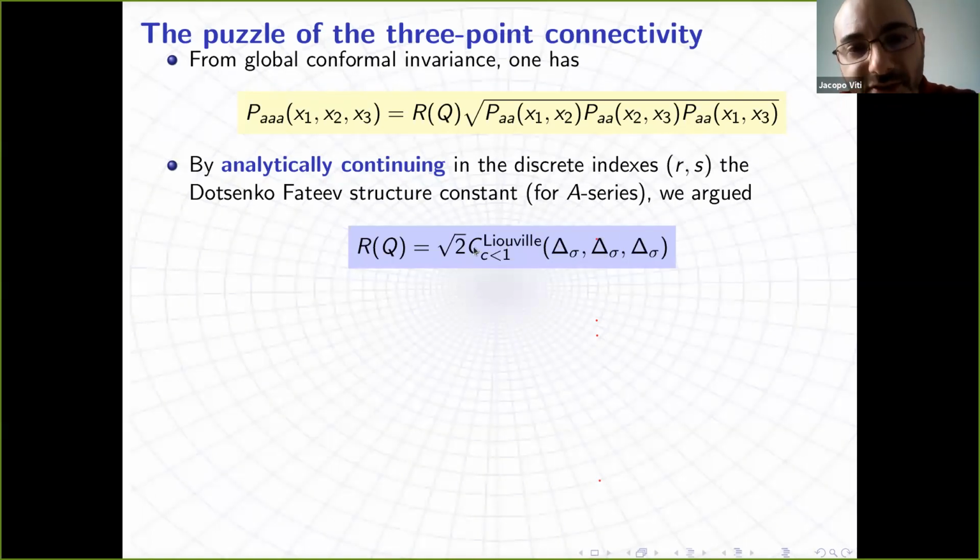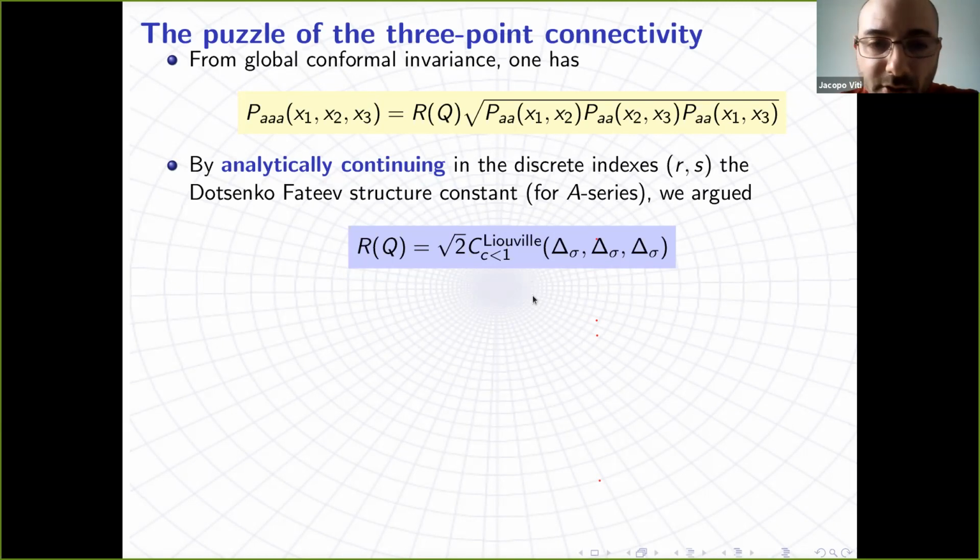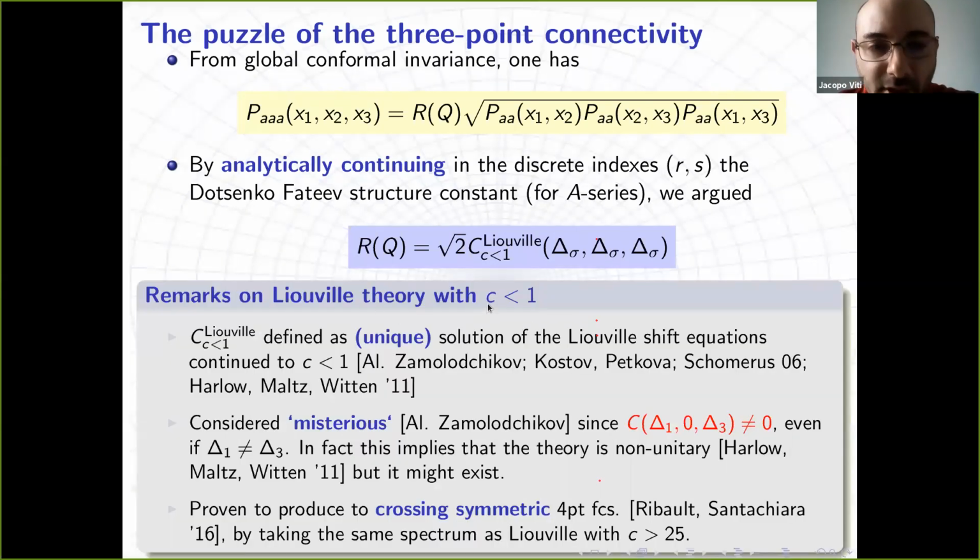So what is this theory here? Let me give some remarks. The best way of thinking of it is through the conformal bootstrap, and this was essentially the point made by Alexei Zamolodchikov and others back in 2006. You can start from the usual Liouville theory defined for c larger than 25.